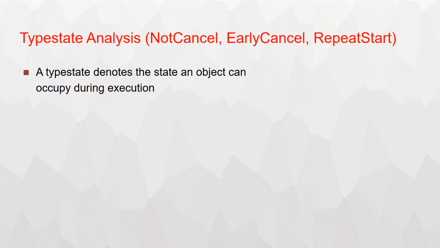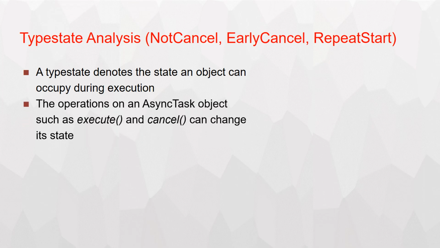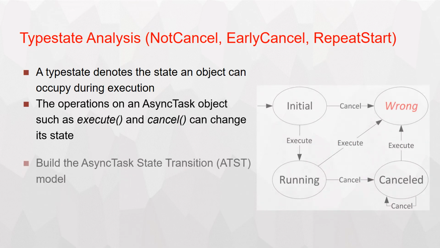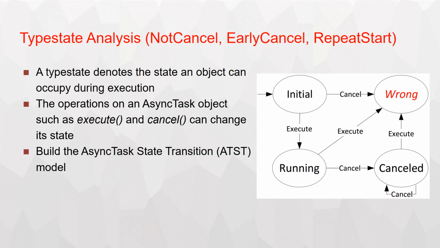The first part of analysis is type state analysis. A type state denotes the state an object can occupy during execution. Apparently, the operations on an async task object can change its state. So we define the async task state transition model to represent the state of async task object. During analysis, if we detect the operation of async task, we change its state. If the async task object is in wrong state, then we find a misuse.